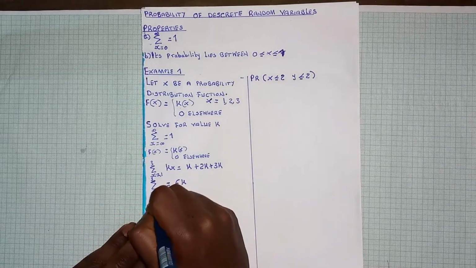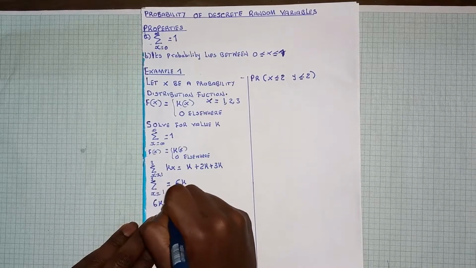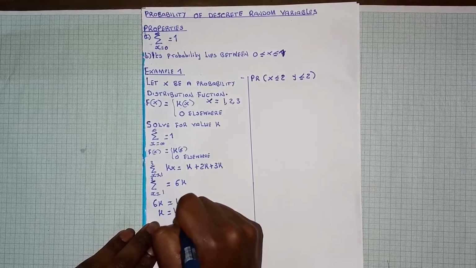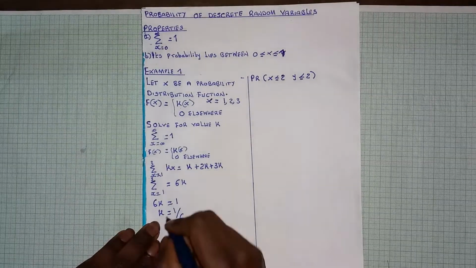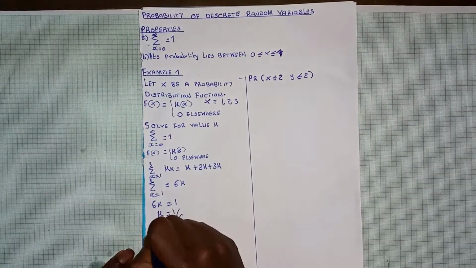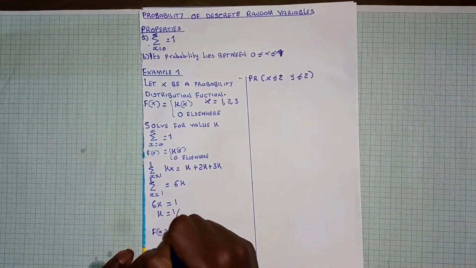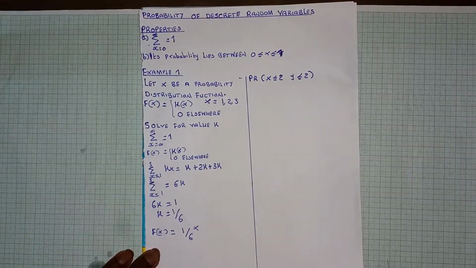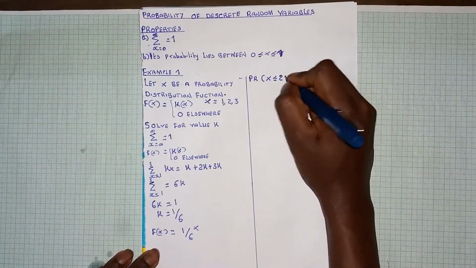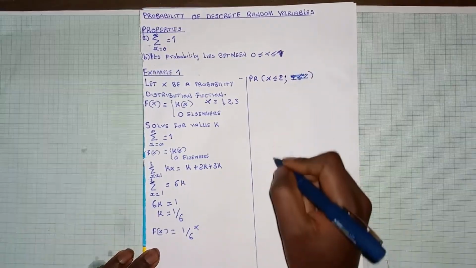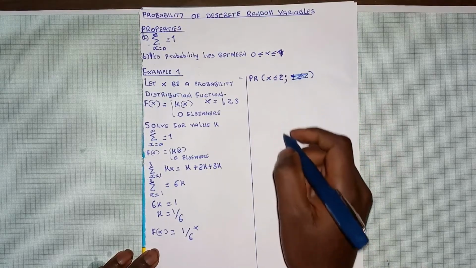Therefore 6k is equal to 1, so k is equal to 1 over 6. So when we substitute the value of k in this function, f(x) is equal to x over 6. If we are told to get the value of x equals 3, we do not have it, so I think I made a mistake while copying the question.